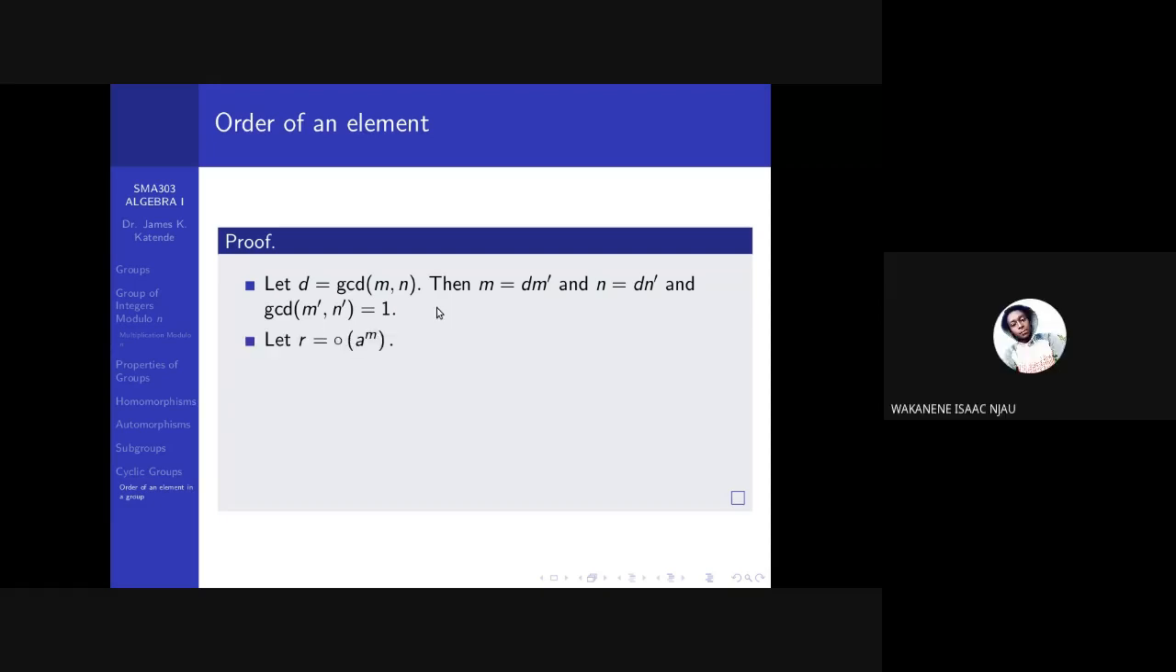Good. So remember, we're interested in finding the order of A raised to M. So let's fix R to be equal to the order of A raised to M. If R is the order of A raised to M, it means if I raise this element to the power R, I should get the identity. That's just by definition. So this is the same as A raised to MR equals the identity.